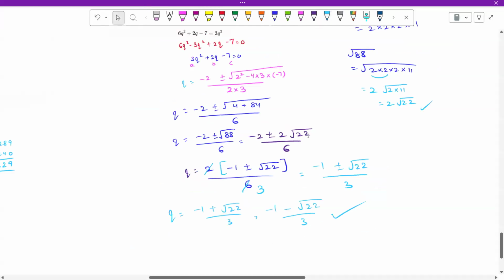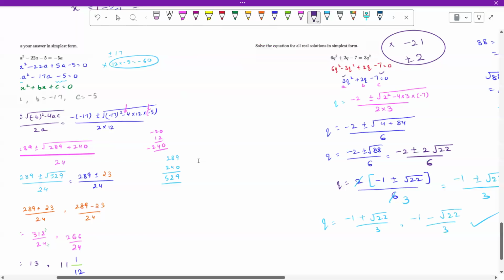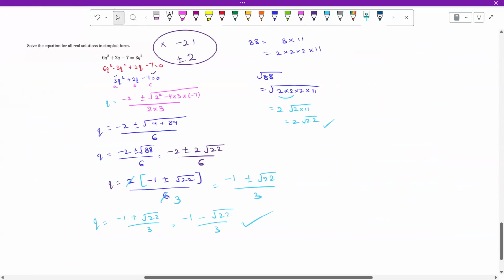So this is how we would solve it. Now the main part here was that there was no number that we could have found which would give us 3 times negative 7, negative 21, by multiplying and 2 by adding or subtracting. So that's why this would have been difficult. In the earlier one there was a possibility because 12 times 5 is 60 and 12 plus 5 is 17, so we could have made something. But here it was not possible to do the same factorization method. That's why only the quadratic formula method would have worked here.